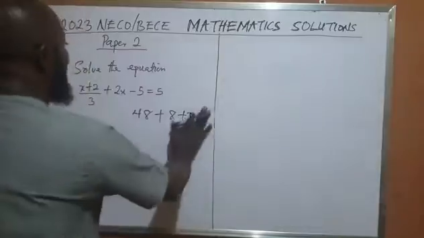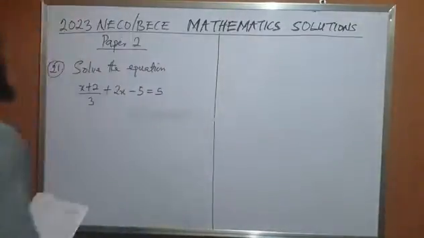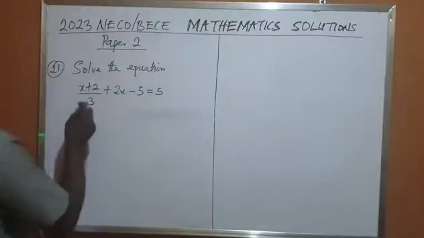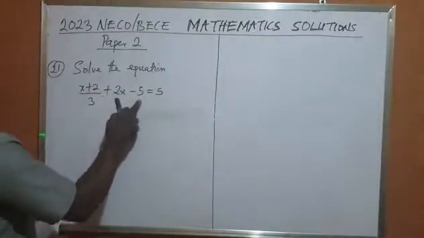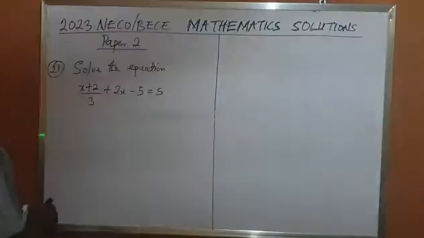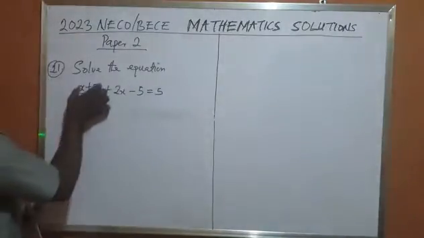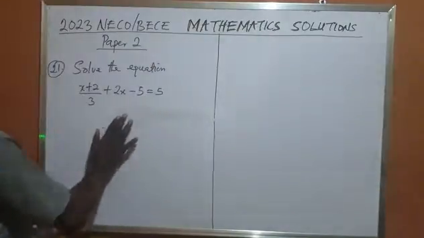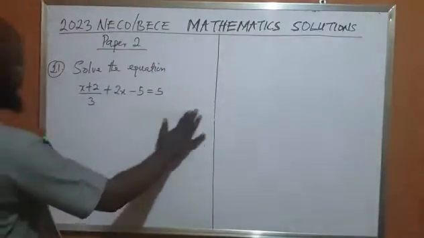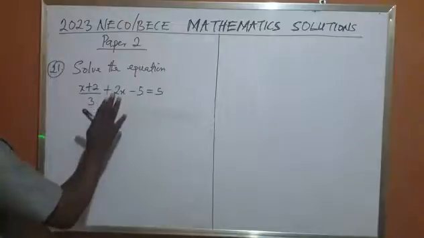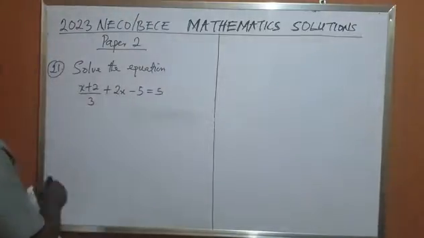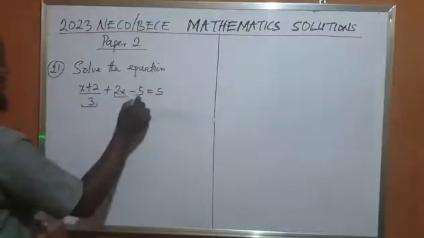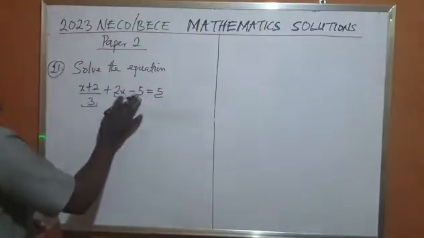So the first question we have here, we have to solve the equation. You're given (x + 2)/3 + 2x - 5 = 5. You notice that in this question, this is a fraction. This is not a fraction. This is not a fraction. What we're going to do is collect like terms, that is, all terms without a variable. This is a term, this is another term, this is another term. So we collect like terms.